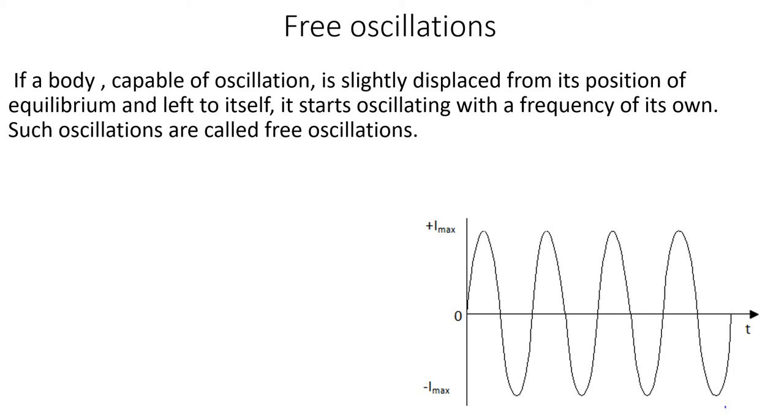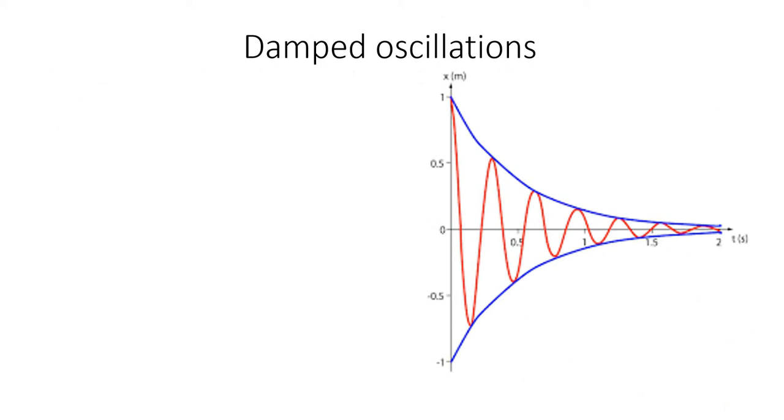Once we displace the object from its position, after that we are not exerting any force. Once it is displaced from its equilibrium position, it starts oscillating on its own with its own natural frequency, and that type of oscillation is known as free oscillation. It is also known as undamped oscillation. One of the important properties of free oscillations is that the amplitude remains the same.